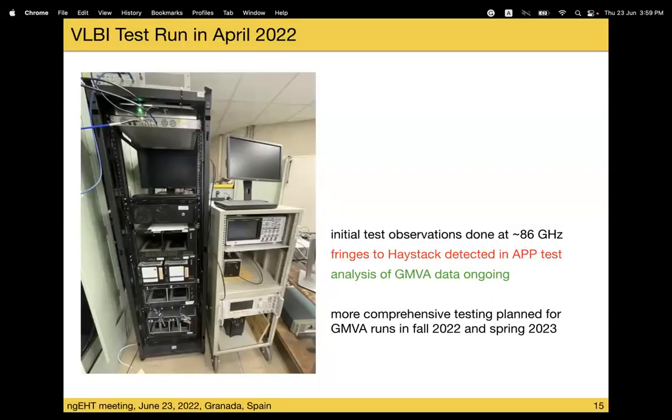I've been talking to our Korean colleagues, and we did the VLBA observations recently, using the standard VLBA setup like RDBEs and Mark 6 recorders. We got fringes to ALMA under the APP test in the last few weeks. We also tagged along the GMVA run in April, and analysis of the data is ongoing. We're waiting for initial data analysis to happen at Bonn. I was talking to Thomas yesterday, so things will happen before the next campaign in the fall.